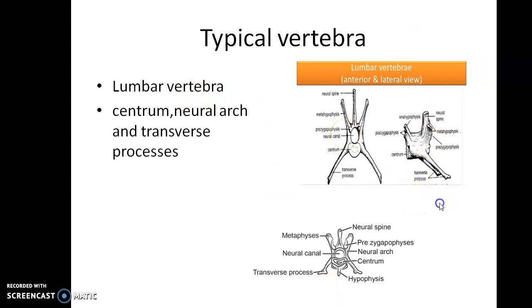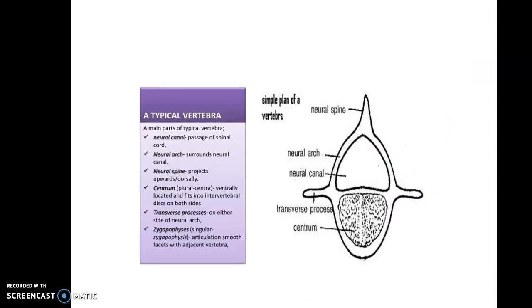Now let us look at the typical vertebra again, a simple plan of the vertebra. It has a centrum, then the neural arch, neural canal, neural spine, transverse processes. Here the zygapophysis is not shown in the diagram, but there is zygapophysis which helps in the articulation with the adjacent vertebrae.